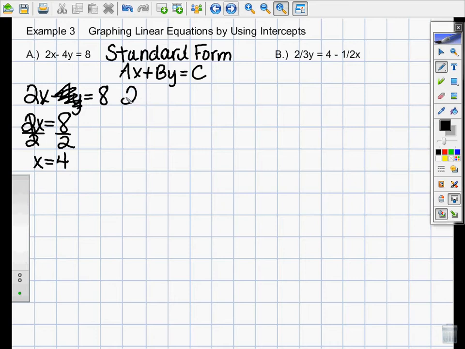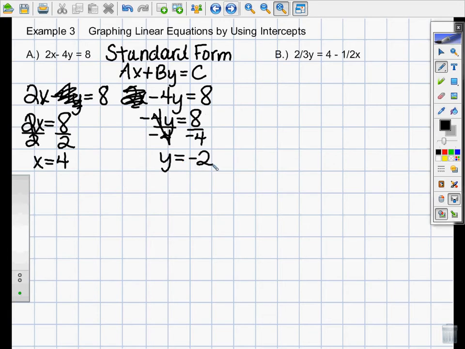All right, let's do it again. Rewrite 2x minus 4y equals 8. And this time we're going to find the y-intercept. So I'm going to use my cover-up method, and I'm going to cover up the x, because I'm looking for the y. And this is the equation I see: negative 4y equals 8. So I'm going to divide each side by negative 4. And now I know that my y-intercept is going to cross at negative 2. Now you're ready to graph a line.